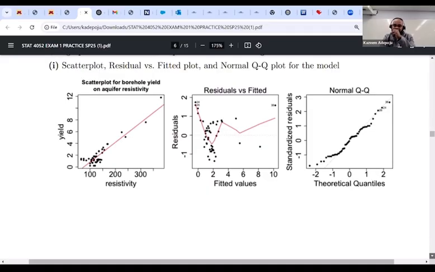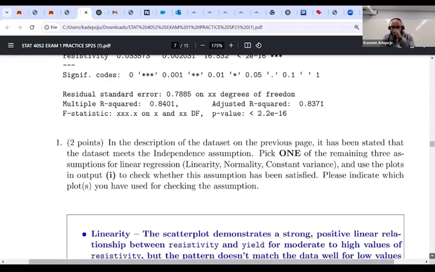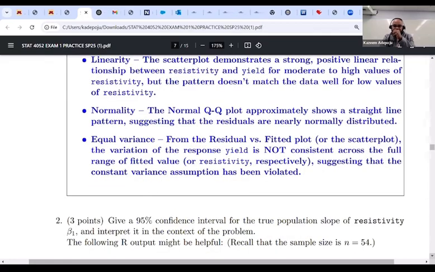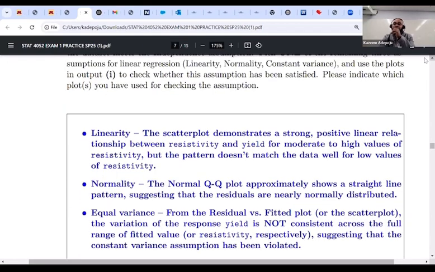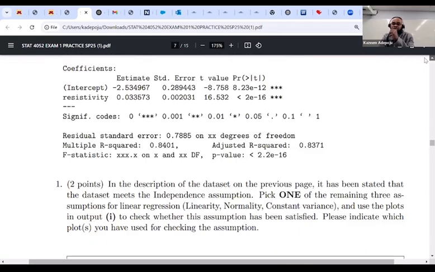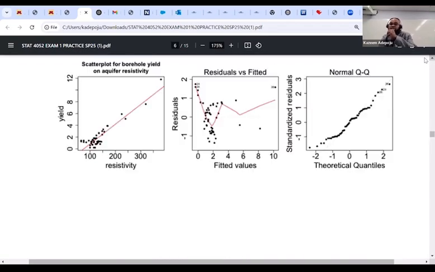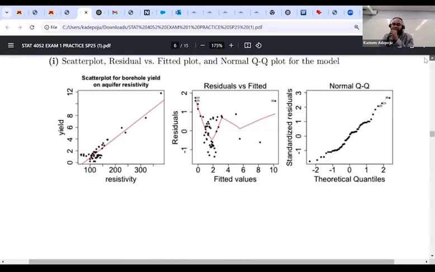So I said from the residual plot, the variation of the response is not consistent across. That's a violation of constant variance. So you should be able to know how to read the plots, because the exam is also going to be based on your interpretation of that.